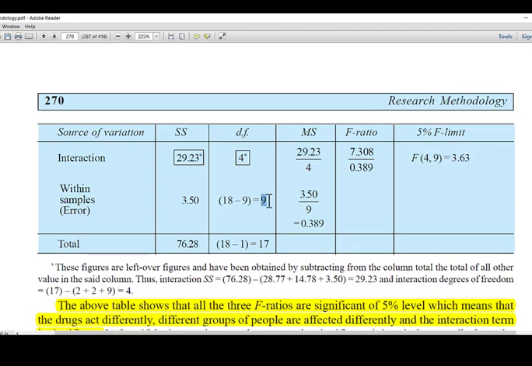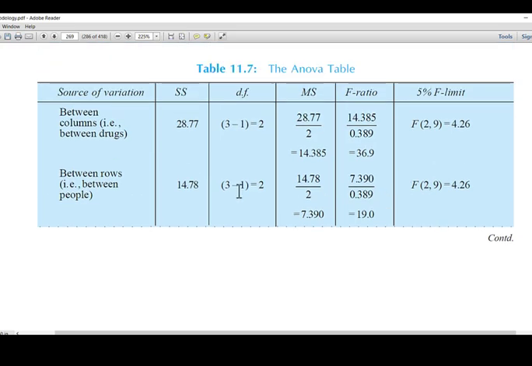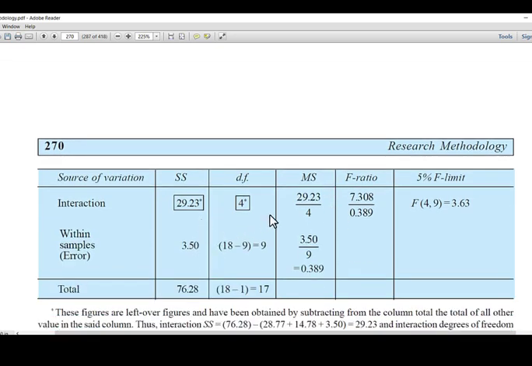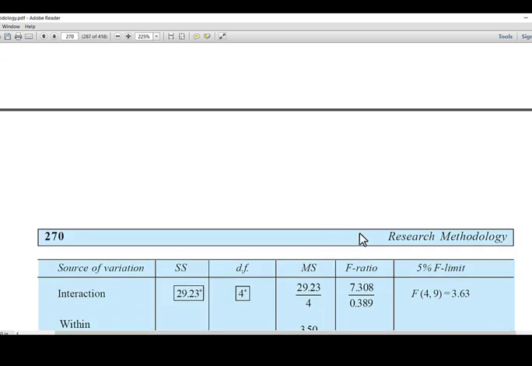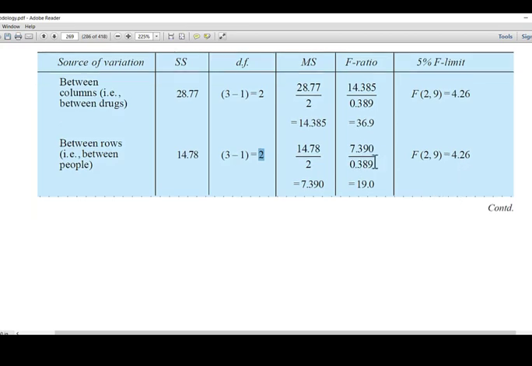And then similarly for between rows, degrees of freedom 2, and then degrees of freedom for error 9. So this value is also 4.26. And here the calculated value of F ratio is much higher than this tabulated value of 4.26.